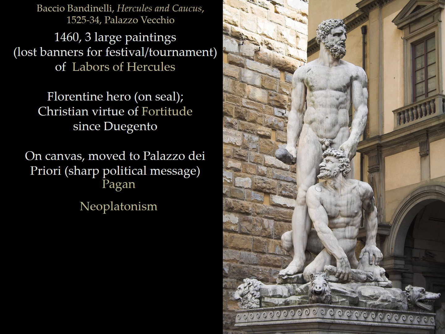So in 1460, there are 3 large paintings that are going to be commissioned by Pollaiuolo for these festivals and tournaments, and they are going to illustrate the labors of Hercules. 2 copies of the panels, or the modelli, the models for them, have survived. So these were originally painted on canvas and moved to the Palazzo dei Priori because of how closely associated Hercules was with the Florentine Republic.